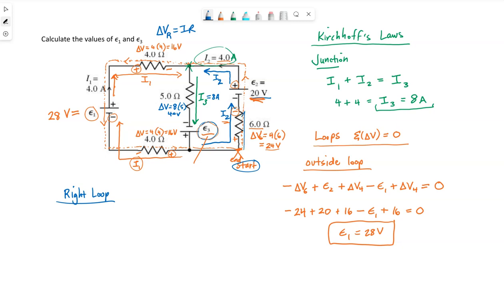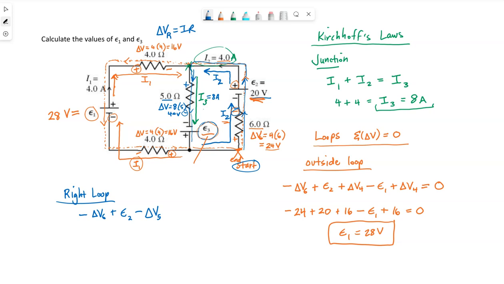So, meaning as we go up, we're still going to see that drop of delta V6, the delta V for that 6 ohm resistor. We see the drop because we're going with the current. As we continue, we're going to see an increase of that battery voltage, the 20 volts. We keep going. This time we have to go down through this resistor. We're going with the current again. With the current always means we're going to see a drop. I'm going to call that delta V5 for this 5 ohm resistor.